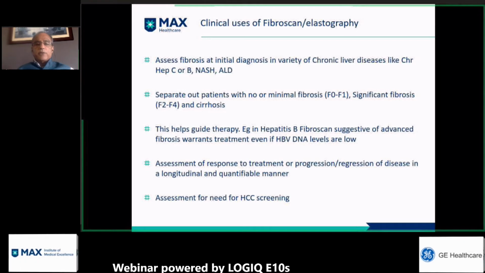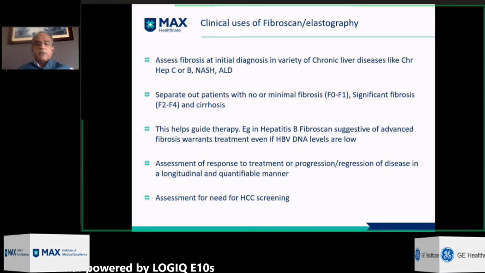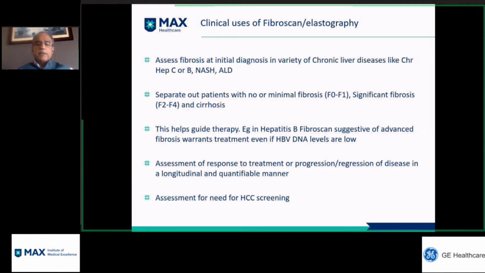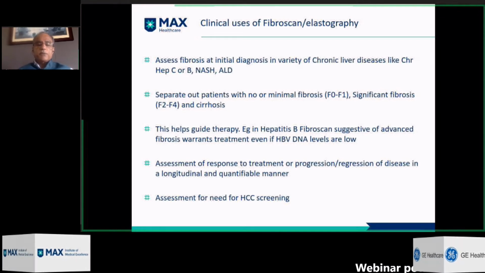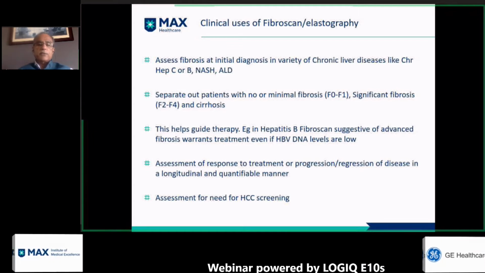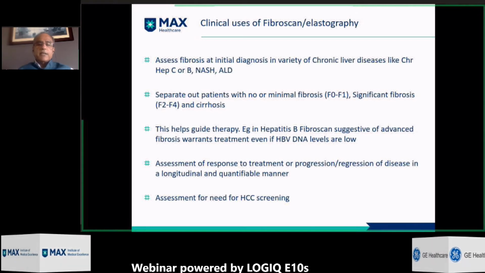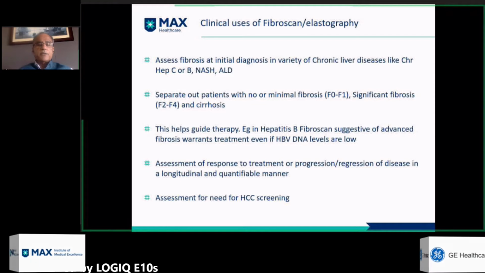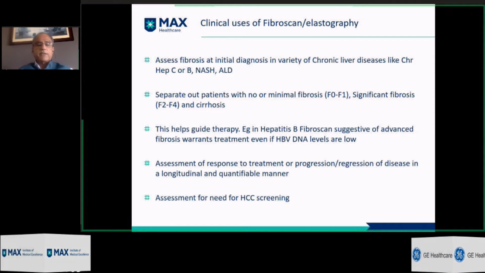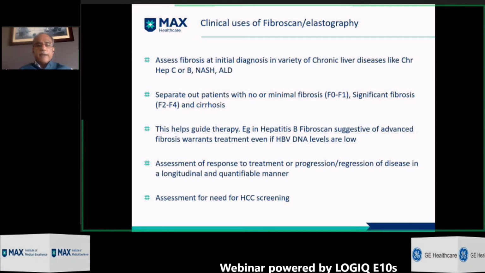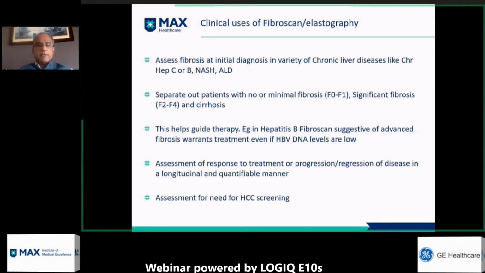Also, assessment of response to treatment, or progression or regression of disease, which we already talked about, in a longitudinal and quantifiable manner. And this can be used as a motivational tool for the patient, like showing the mirror to the patient to say what they are doing is right or wrong. And clinically it also tells us when to intervene further, when to start endoscopic screening in patients who may have varices, when to start screening for hepatocellular cancer, and portal hypertension status. So multiple factors actually come into play at this level.